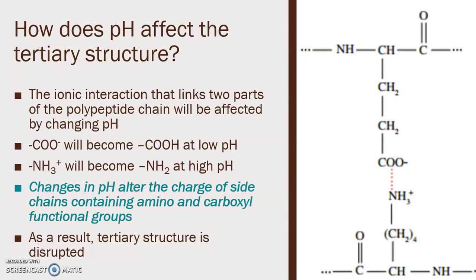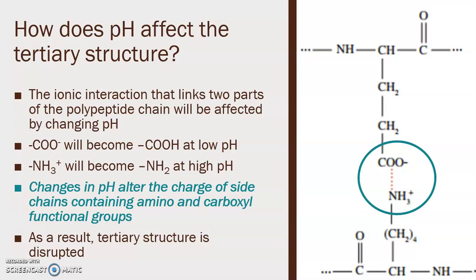But now we're talking about the COO and the NH3 on the side chain. They will also change as pH changes. And if you can see here, these are two polypeptide chains. These two chains are bonded together because of the ionic interaction between the COO and the NH3. We can imagine that this is a protein in its natural environment, where it should be when it's functioning properly.